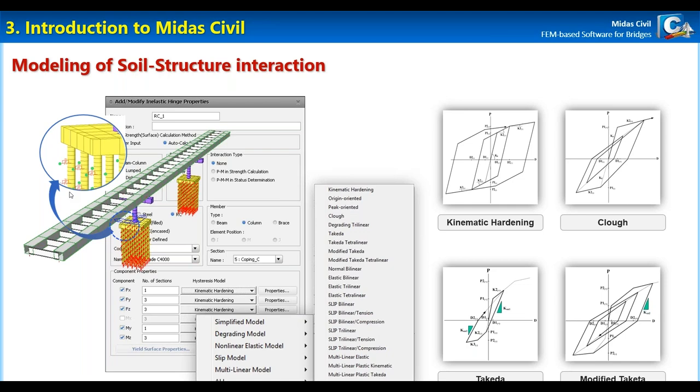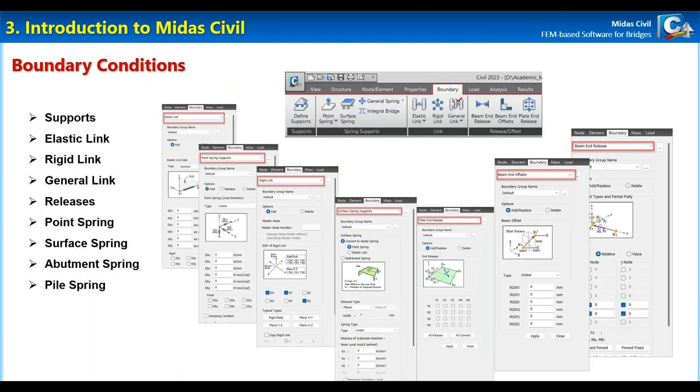The boundary conditions we have here in Midas Civil are support, elastic link, rigid link, and general link. We also have the release features, point spring, surface spring, abutment spring, and pile spring, which you can use to define the boundary condition of the foundation.